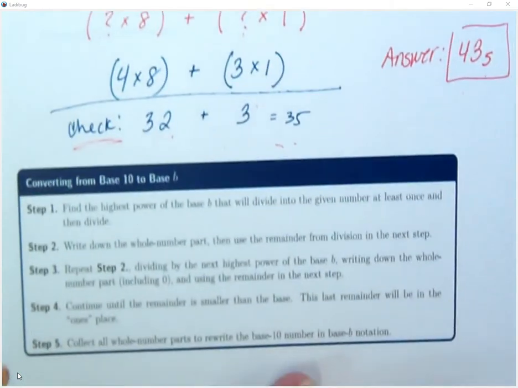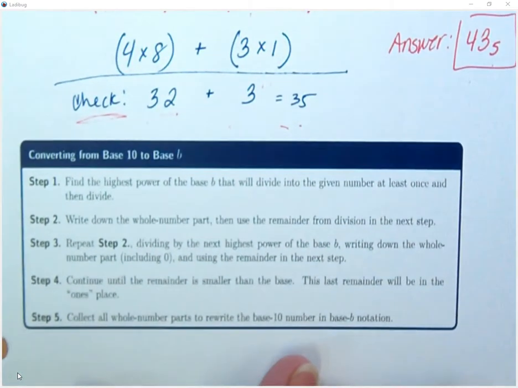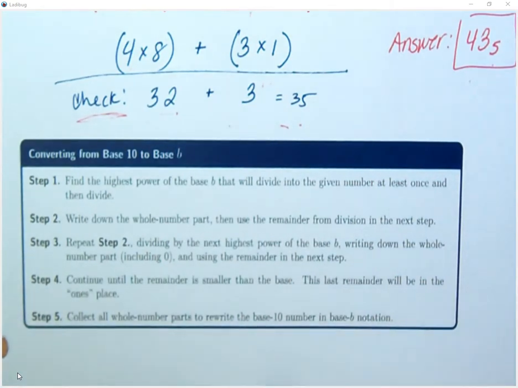Now here's a little chart for you to check out from converting from base 10 to base B, whatever that may be. And so we're going to follow this process and write it out a little more systematically with some larger numbers. And I'll walk you through that in the next section here.